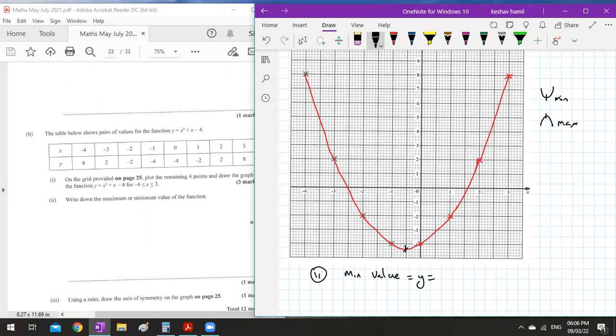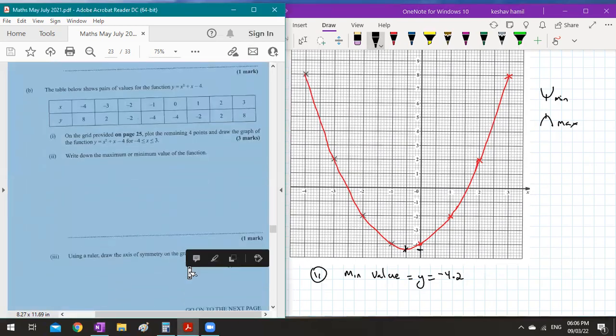So each one of these smaller lines will be 0.2. So 0.2, 0.4, 0.6, 0.8, then a whole. So it falls in here. So that's 0.2, so -4.2 units. We don't know what the units are. You don't really need to write the word units in this case, but just in case.